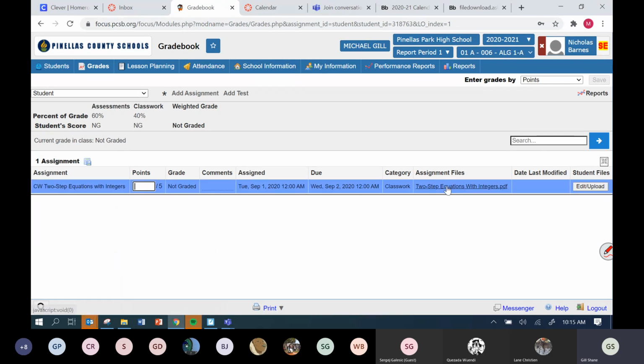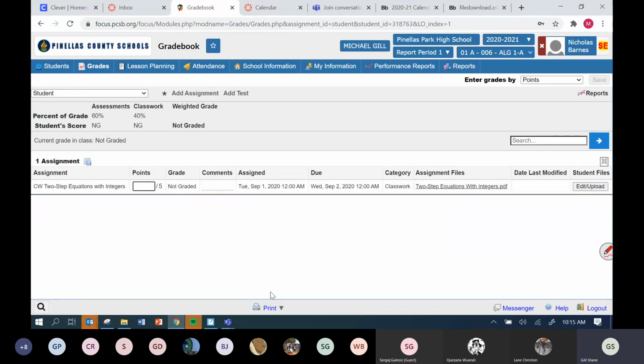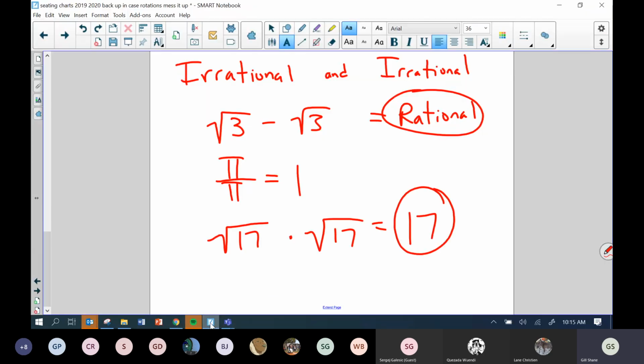So if you want to click on the file and go ahead and download the file to your phone or your computer. The first one I'm going to write for you, so you don't need it to take notes, but then when you start working, you're going to have to download it anyway. So if you want to go ahead and do that, you might as well do it.